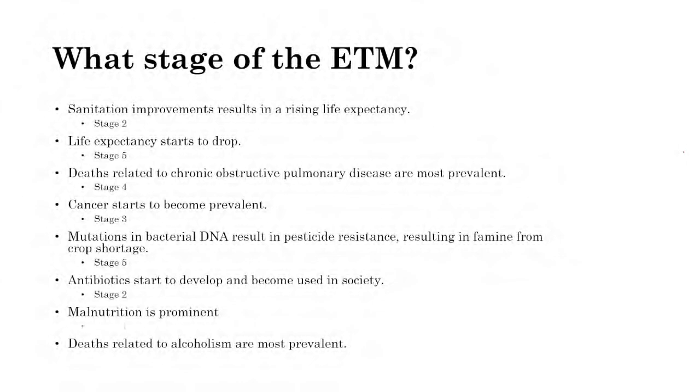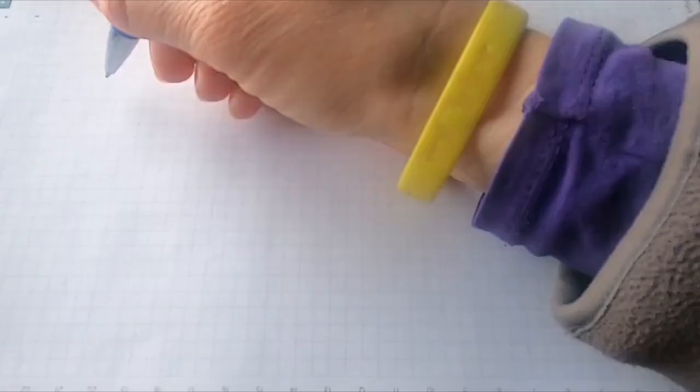Malnutrition is prominent. That's in stage 1. That's one of the reasons death rate is so high in stage 1. And then we have deaths related to alcoholism. These are when they're most prevalent. That's probably going to be stage 4 as well. We see substance abuse, alcoholism, all of those lifestyle deaths start out in stage 3, but they become most prevalent in stage 4.